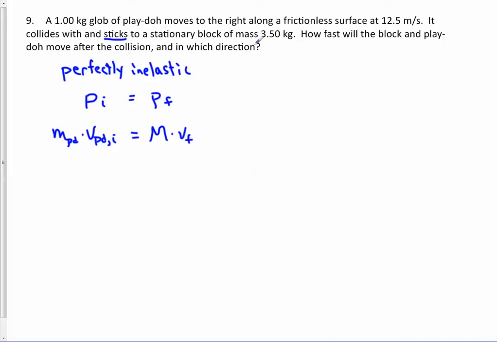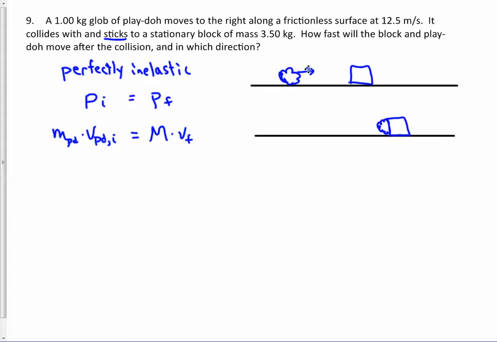We'll zoom to the right. I should draw a quick picture. Okay, there we go. There's the initial situation. Here's the block, here's the Play-Doh coming at it, and then they stick together, and they're going to move. Now, of course, we'd be very surprised if this thing ends up moving to the left, right? So it's got to be moving to the right, we figure. Just probably not as fast.